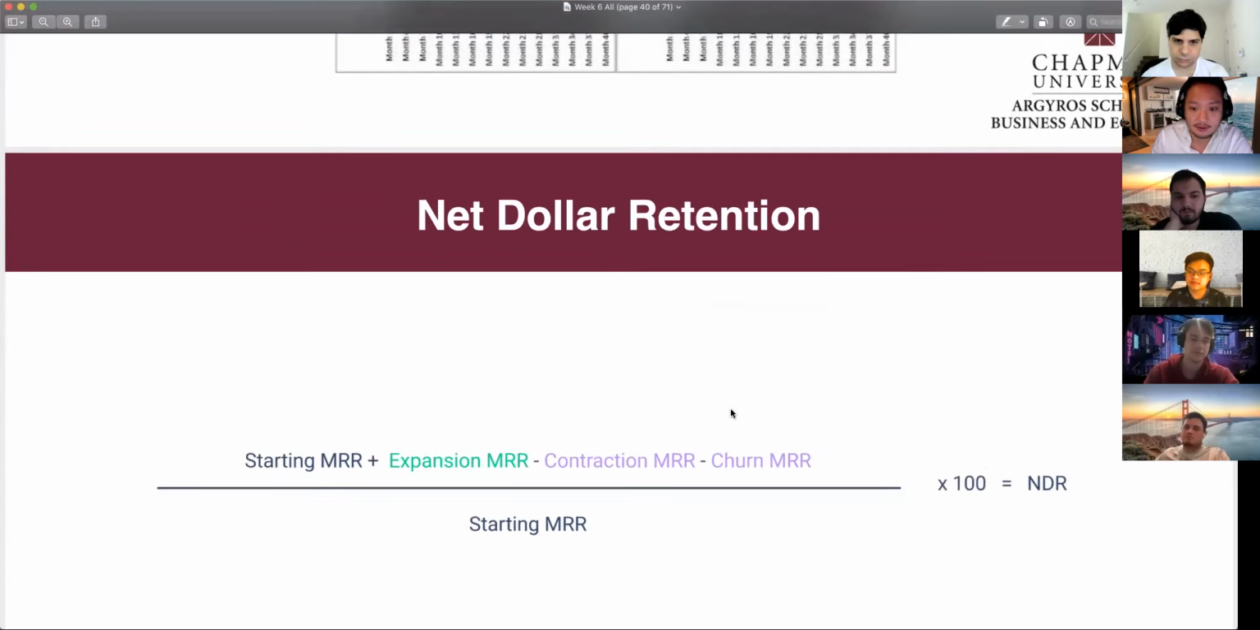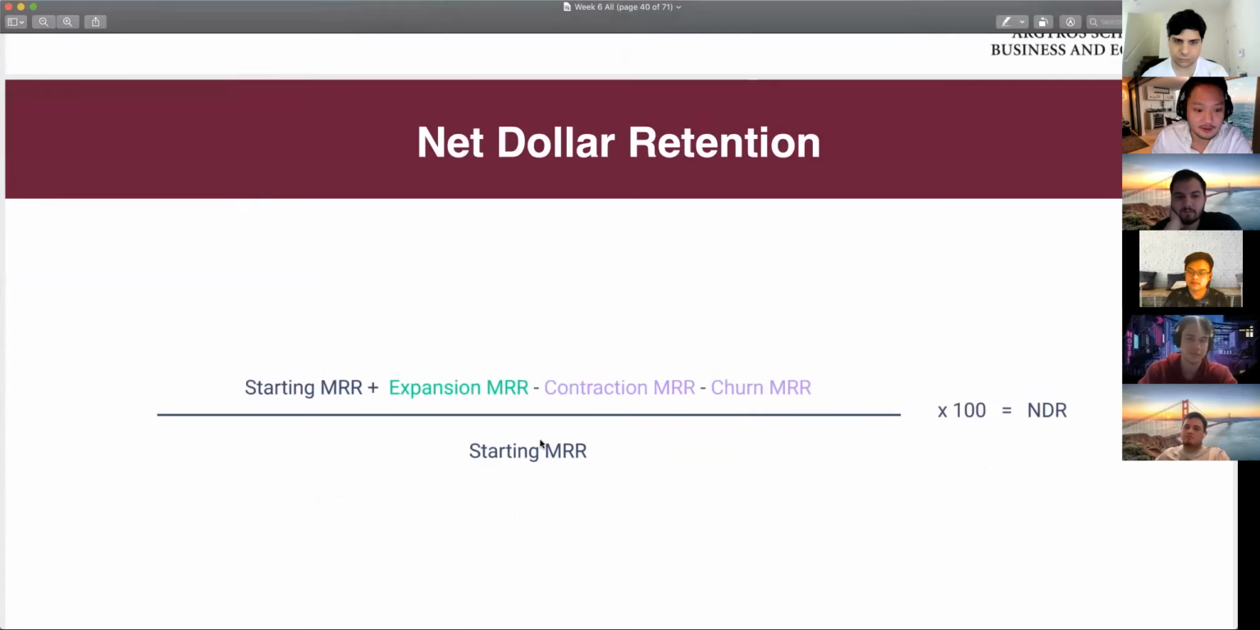Okay, so let's look at the equation here, net dollar retention. You have the starting MRR, right? So what is MRR, guys?